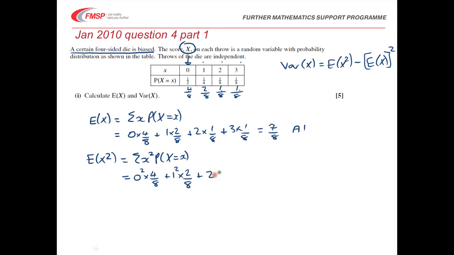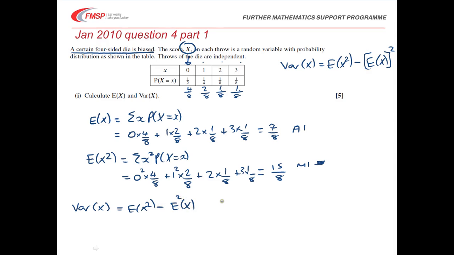Okay, so that's quite easily done just by applying the formula. So you've now got yourself effectively 1 method mark. And if you work all of that out, that's going to give you 15/8. Okay, so you're going to get a method mark. You're going to get your second method mark in a minute, for now using the fact that the variance of x is equal to the expectation of the squares minus the square of the expectation.